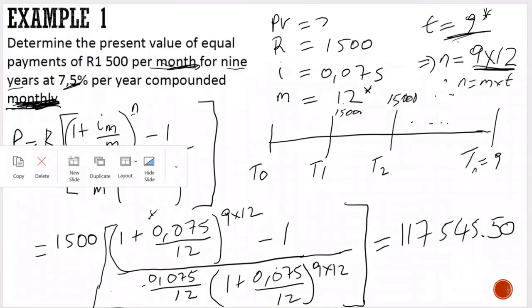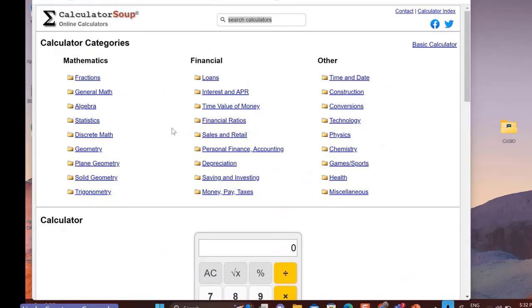145. Yeah. You got the same answer? Yes, I got the same answer. Okay. Ma'am, do you mind doing me a favor? Can't you go to calculator soup so that maybe we can see? Okay, you go to calculator soup.